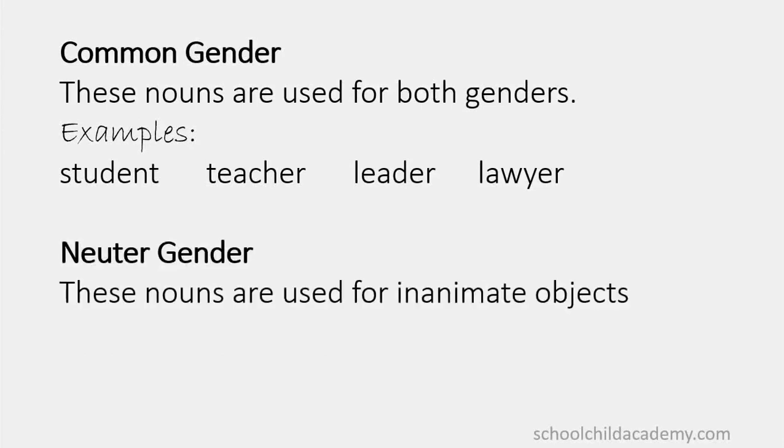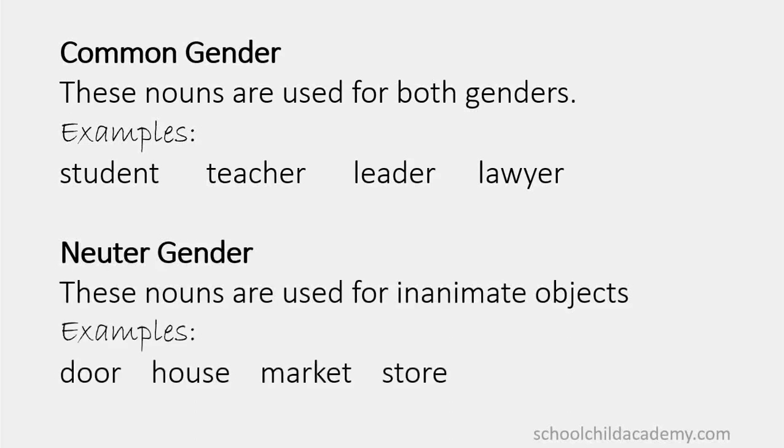Neuter gender. These are nouns that are used for inanimate objects. They are things that don't have life in them. Examples: door, house, market, store, etc.